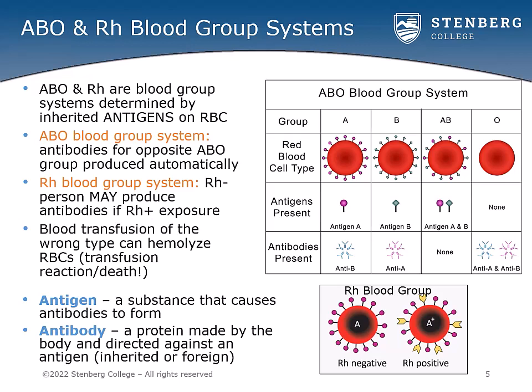If a type A person is mistakenly transfused with type B blood, the patient's anti-B antibodies will attack the antigen on the group B cells and destroy them. This is called a transfusion reaction, and this mistake could have fatal consequences.